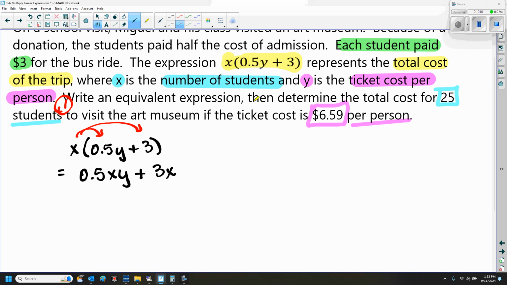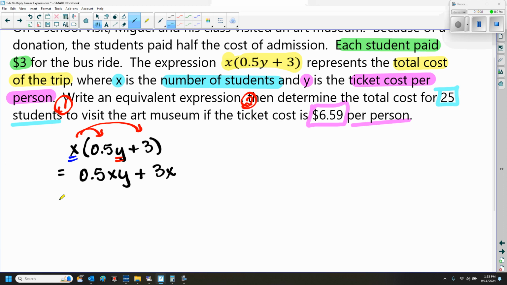Now it says then determine the total cost. So now we're going to do this. Then to determine the total cost for 25 students. Where does that 25 go? Where the x is. It goes in for x. Very good. To visit the art museum, if the ticket costs $6.59, and where does that go? y. That goes in for y. So now we're just going to substitute in.